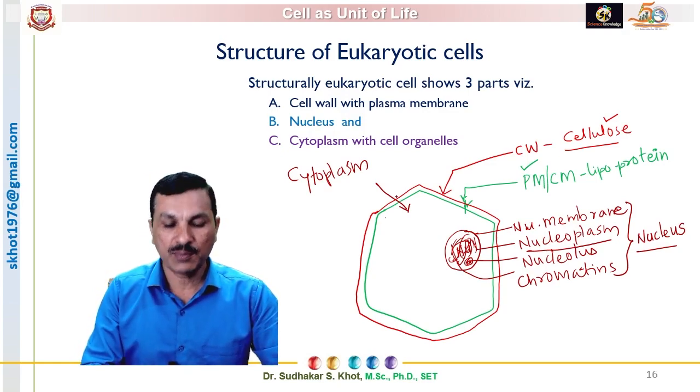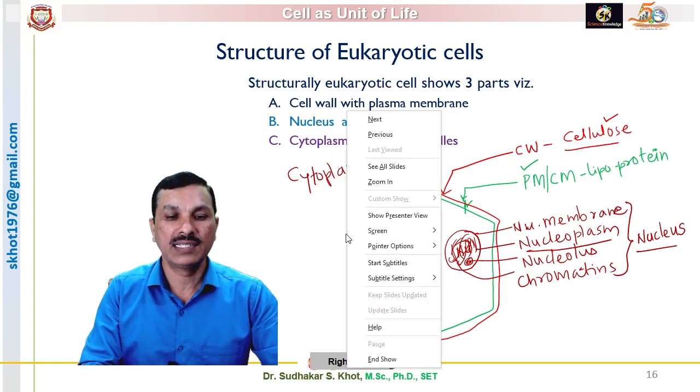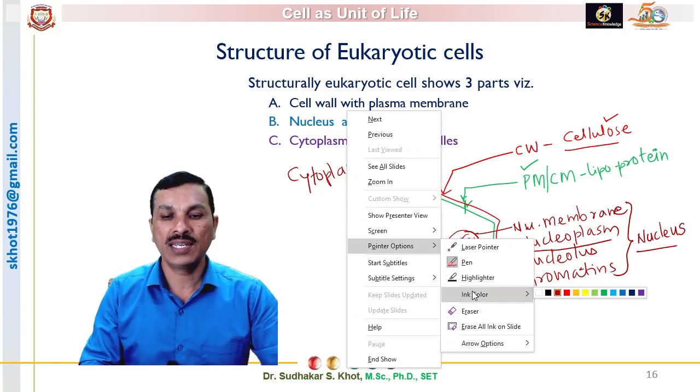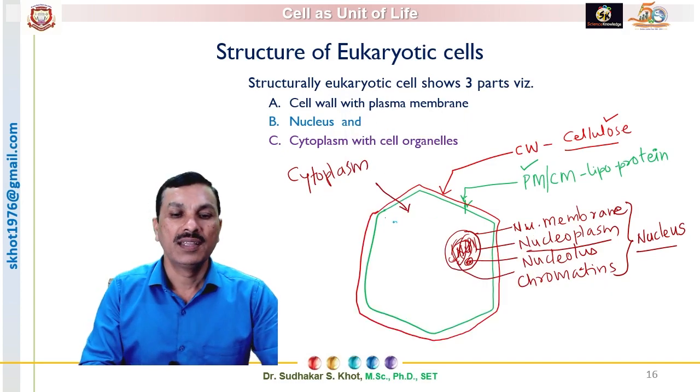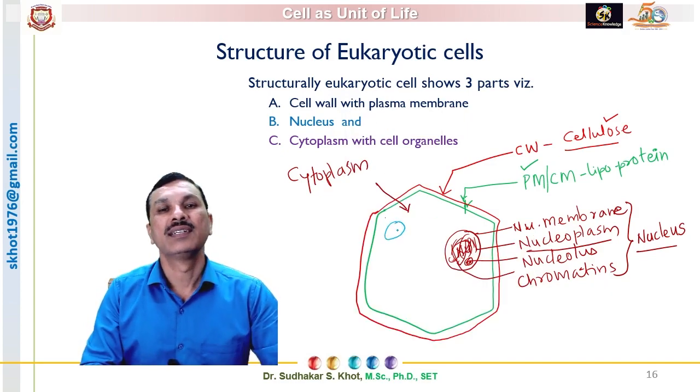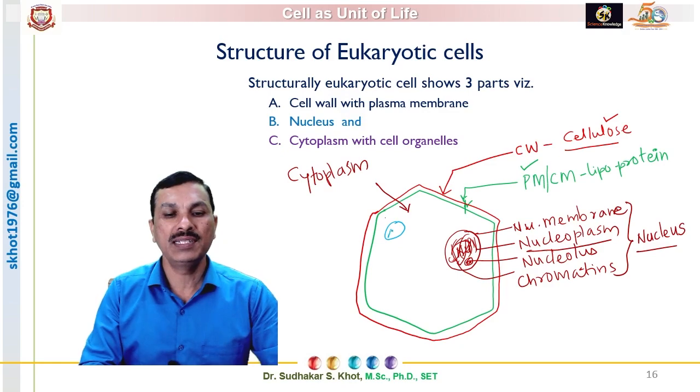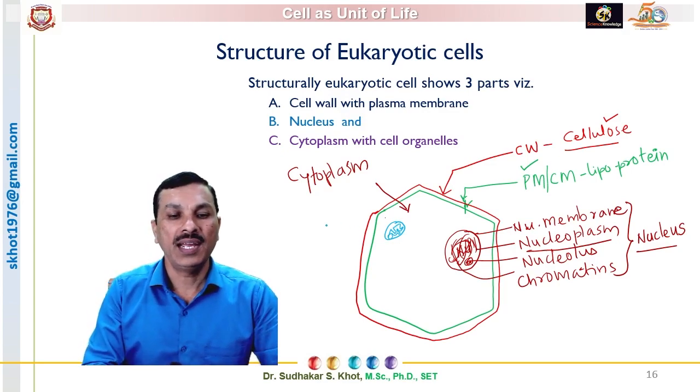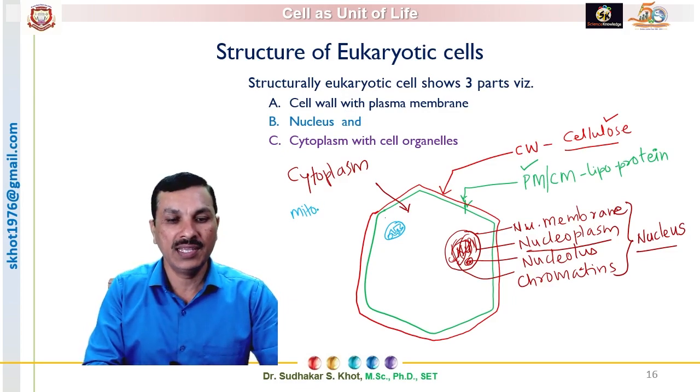The cytoplasm supports a number of cell organelles, and an important cell organelle is the mitochondria. The mitochondria is a double membrane structure in which the inner membrane shows a number of foldings which form cristae, and mitochondria are involved in the production of energy.